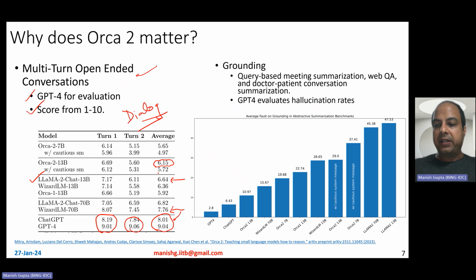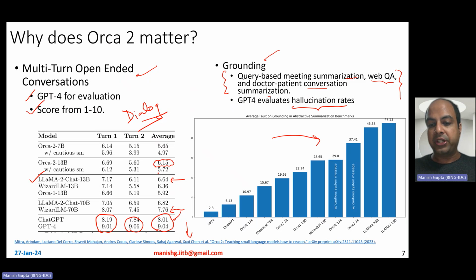Okay. Grounding is a task that is basically a bunch of summarization tasks: query-based meeting summarization, doctor-patient conversation summarization, and also web question answering, where the model has several documents and has to summarize them and answer a question. While summarizing, these models can come up with hallucinations. So in this evaluation across these three datasets, the authors evaluate the hallucination rates of these models. And what is shown here are these hallucination rates.